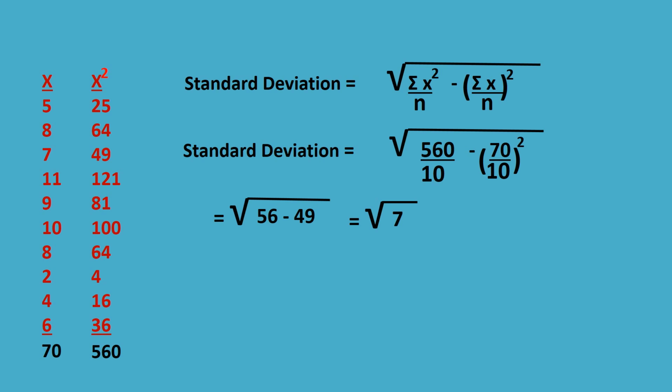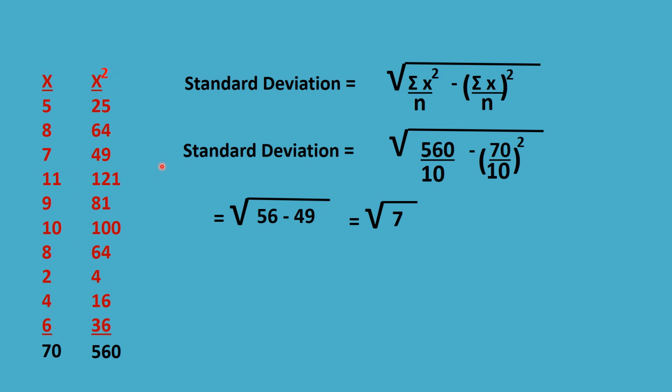Now let us see how the calculation of standard deviation is done. Suppose this is an individual series. The x values are given. We have to find the x square. Instead of taking the deviations, we have to find the square to avoid the plus and minus signs. So each x value is squared to get the x square.